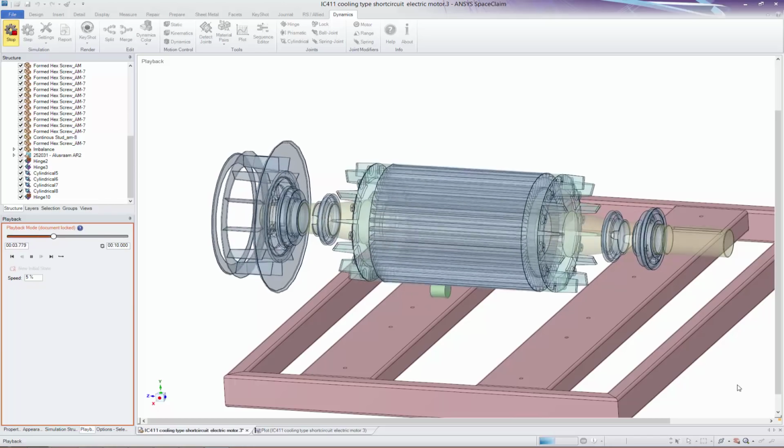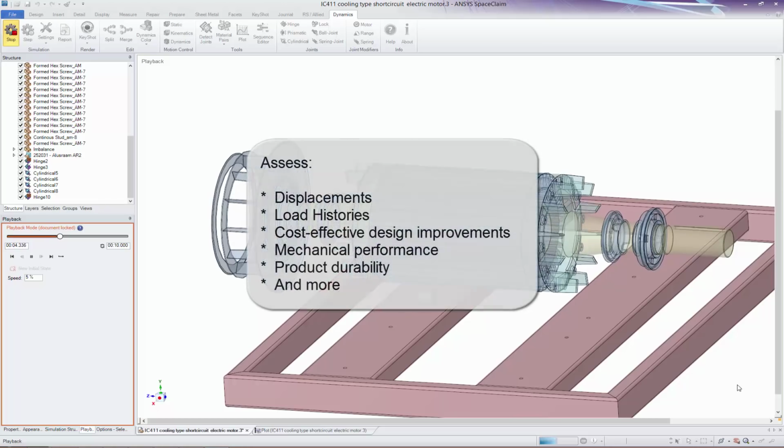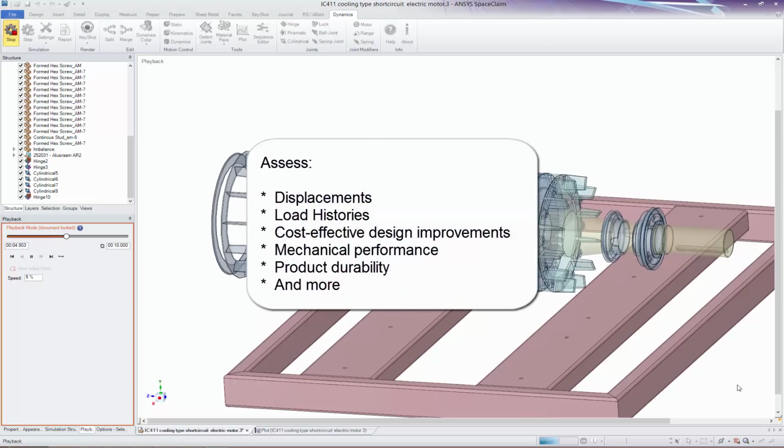In order to design this mechanical system, we need to assess what is actually going on mechanically. We need to know the displacements, the loads that occur, and find cost-effective ways to reduce them. More specifically, we need to retrieve the load spectrum in order to calculate the durability of the design.